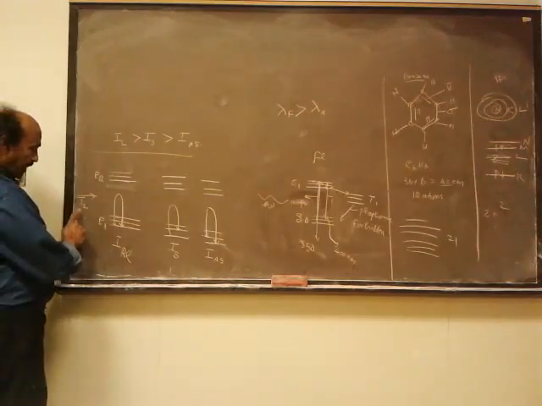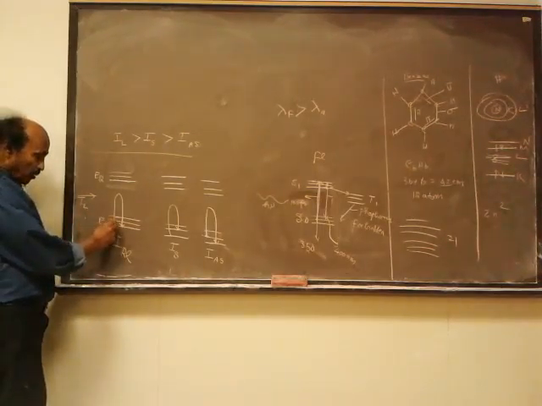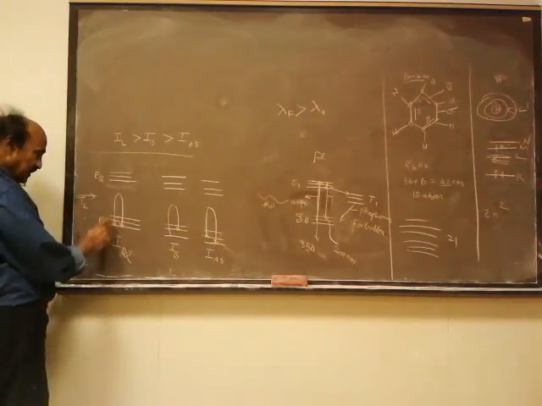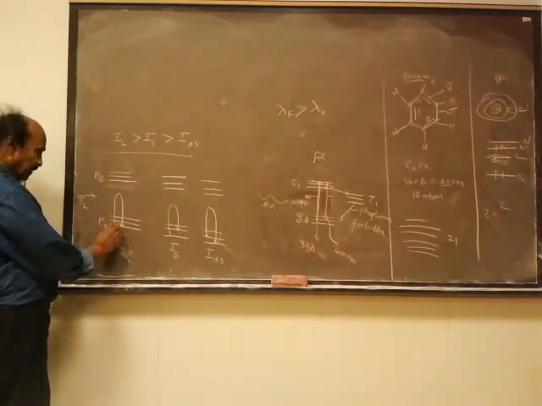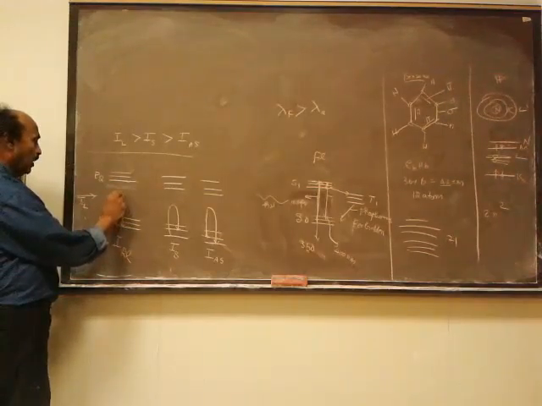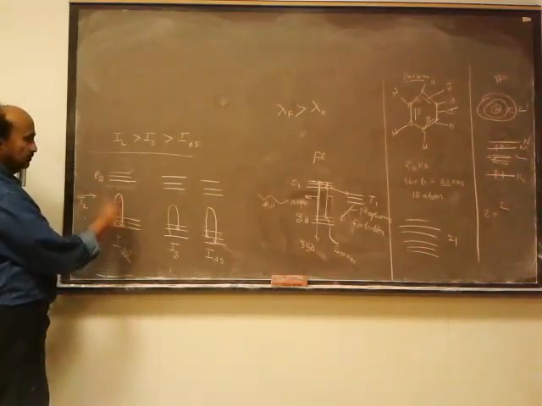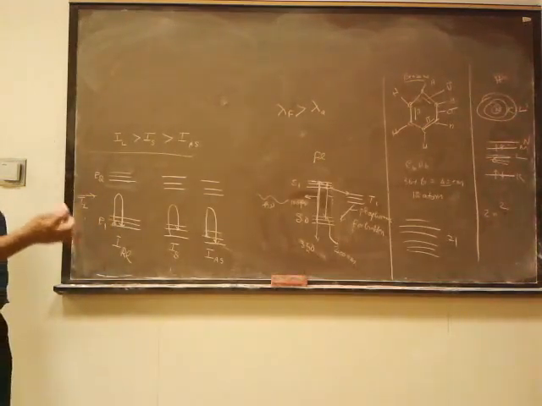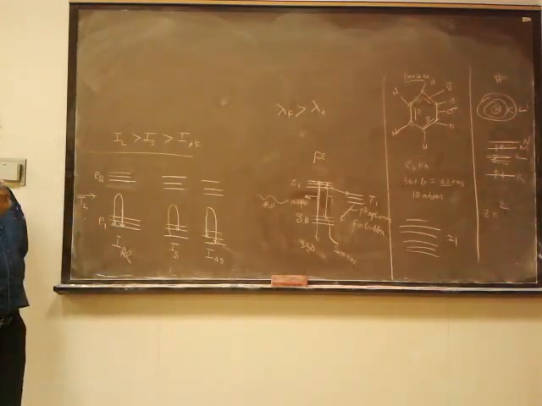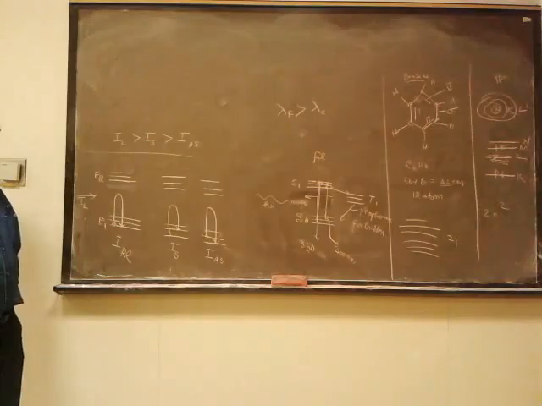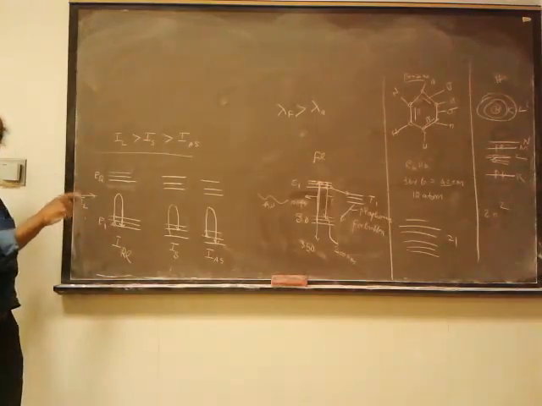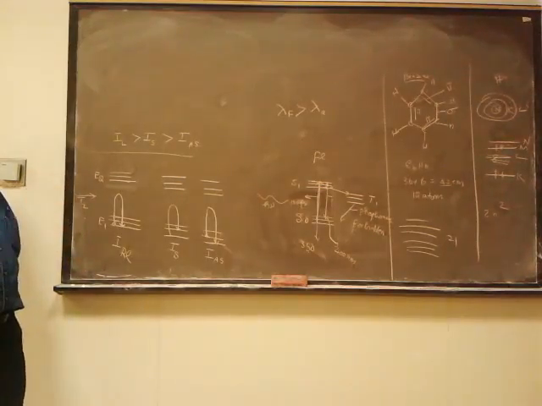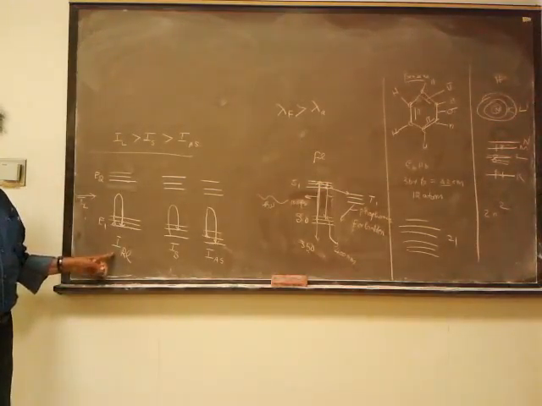Here, light is coming. The molecule is here. The molecule gets affected by this light, and goes and comes back to the same place. In this case, the molecule did not get any energy and did not give any energy. So the incident light and the scattered light both have the same energy, same frequency, same wavelength. This is called Rayleigh scattering.